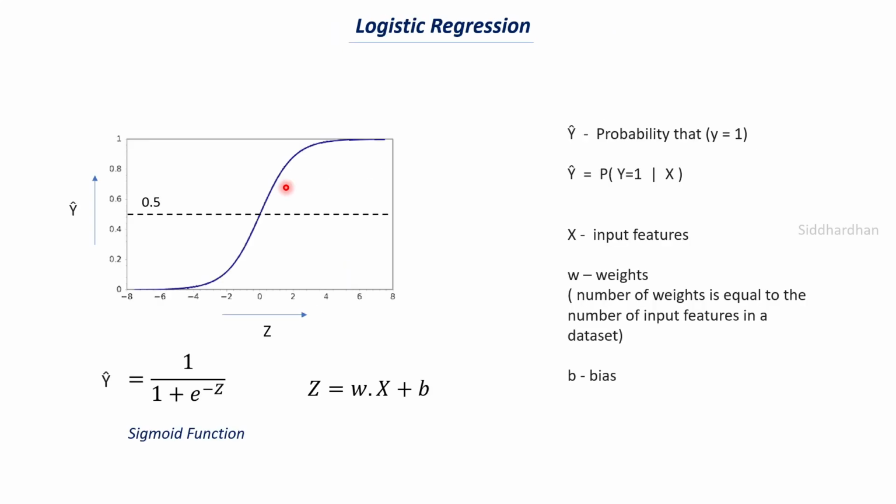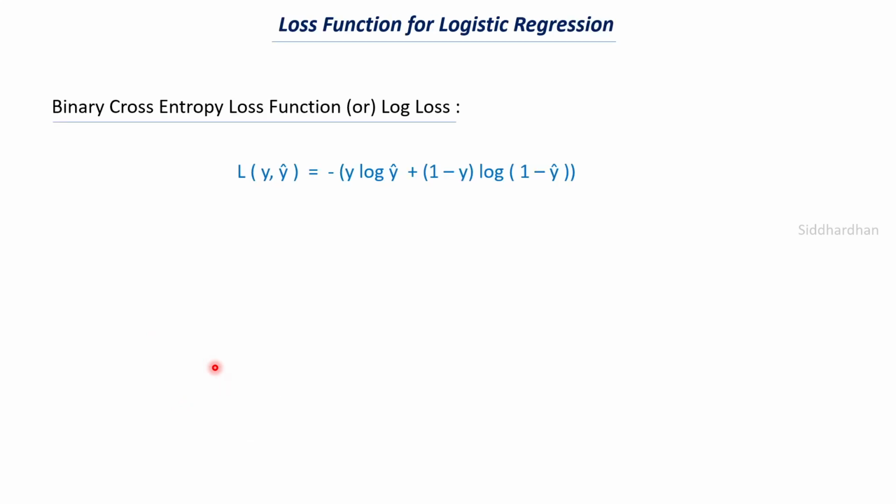So I have explained this in the first slide. The y cap value lies between 0 and 1 because it is the probability, and we get this by the sigmoid equation. I hope you understand this part. If you look at this equation, your y can take the values of either 1 or 0, and your y cap can take any value between 0 and 1. So this is how your equation is.